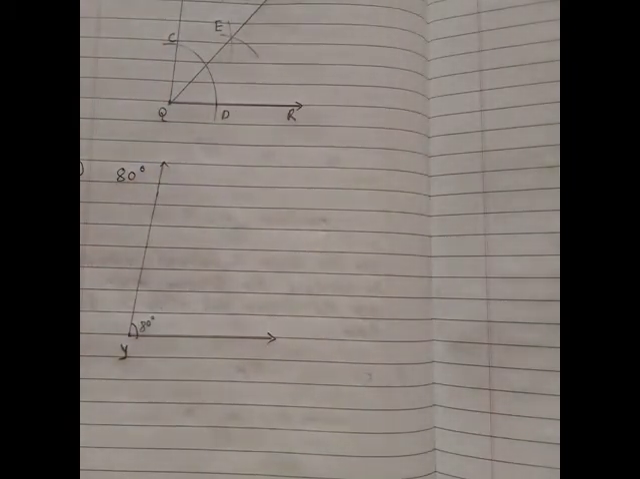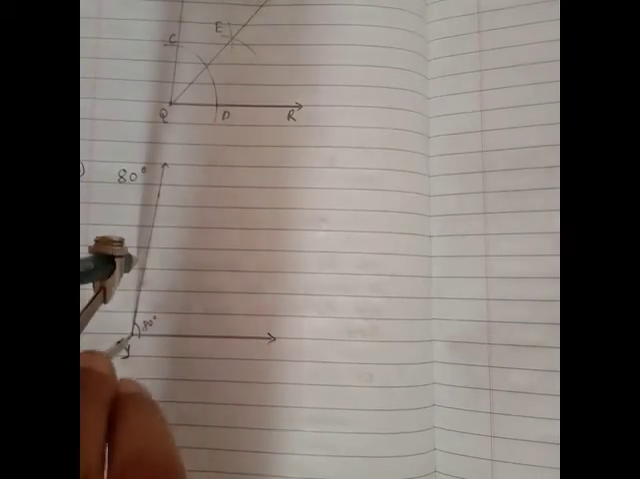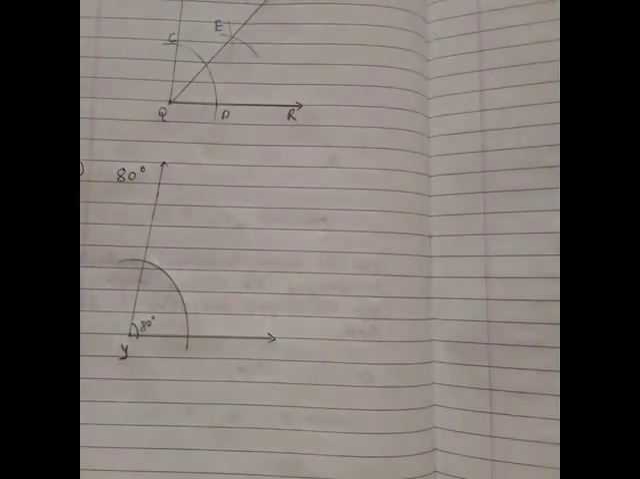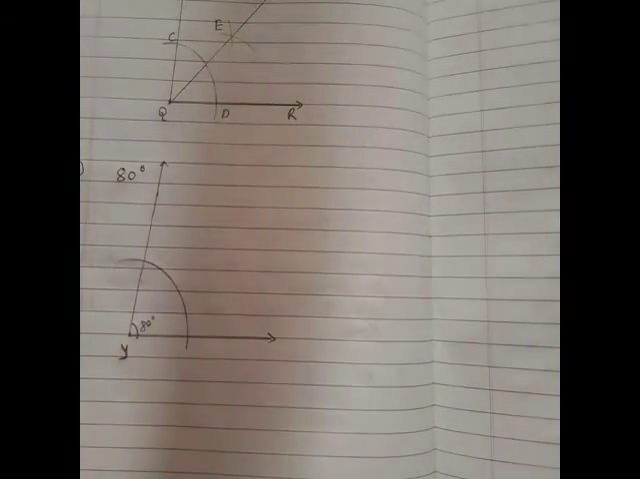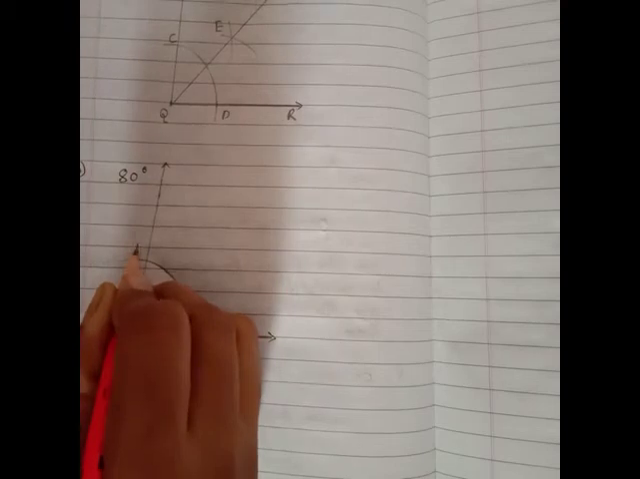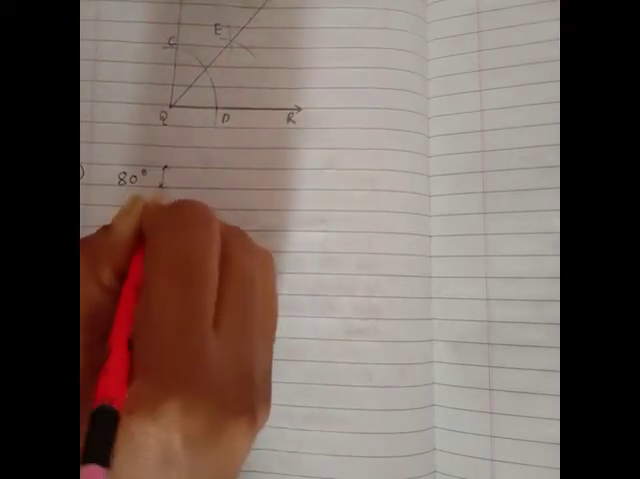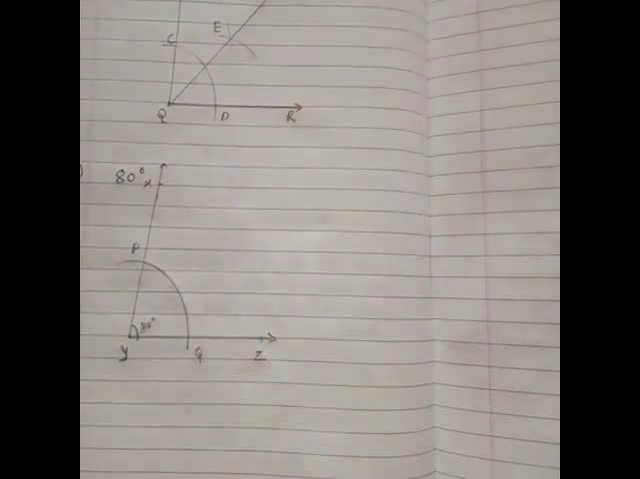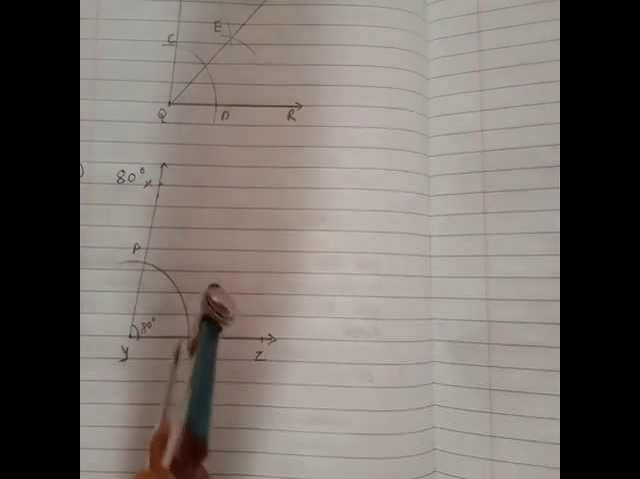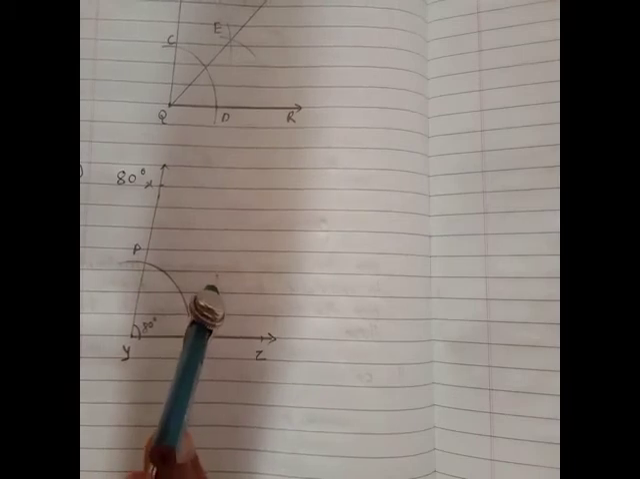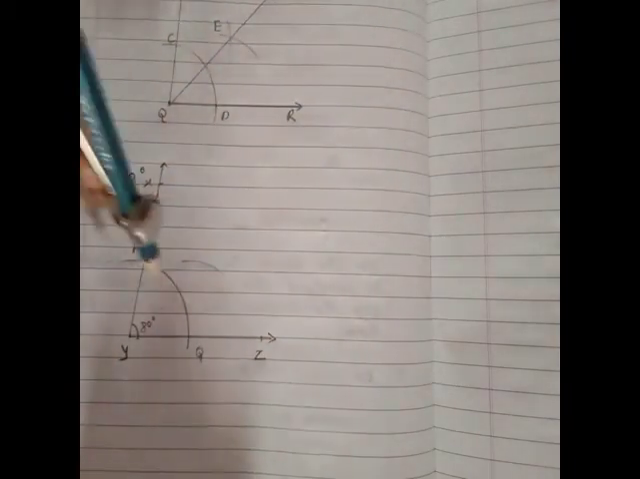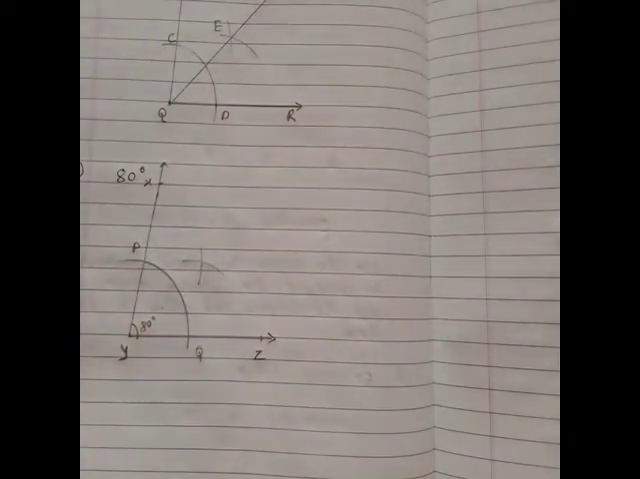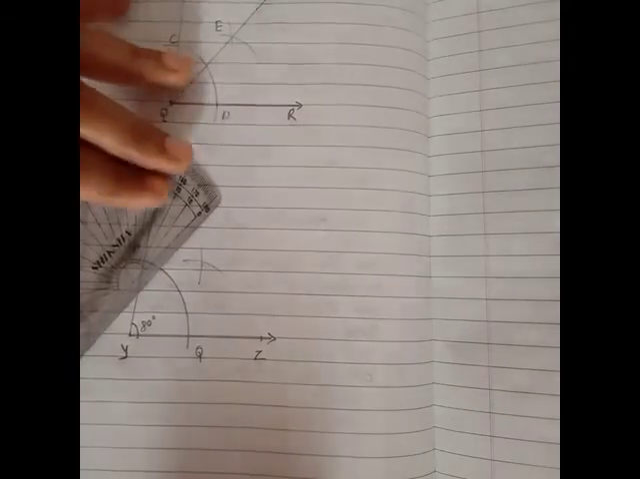Now naming the angles, take a compass, draw an arc. Draw an arc and give the names at the points of intersection P and Q. Also name the angle as X, Y and Z. Now put the compass at point Q, draw another arc. Again at point P draw another arc which intersects the first arc.